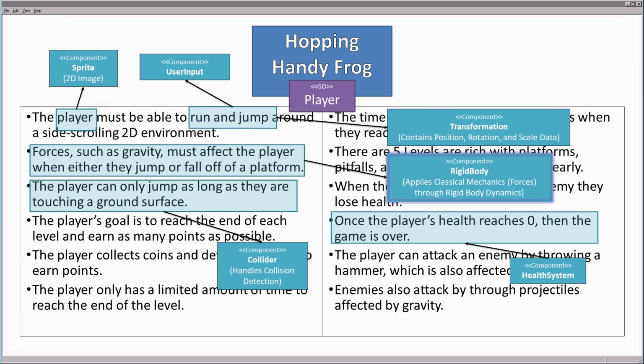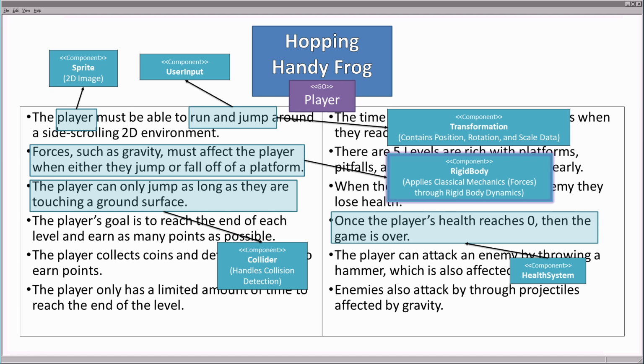We now focus on the player game object, and we do this by noticing the verbs. Once again, we need a sprite to draw it. User input allows us to capture the controls related to running and jumping. The transformation component holds all the data related to position, rotation, and scale. The collider detects collision, and the health system keeps track of the player's health.